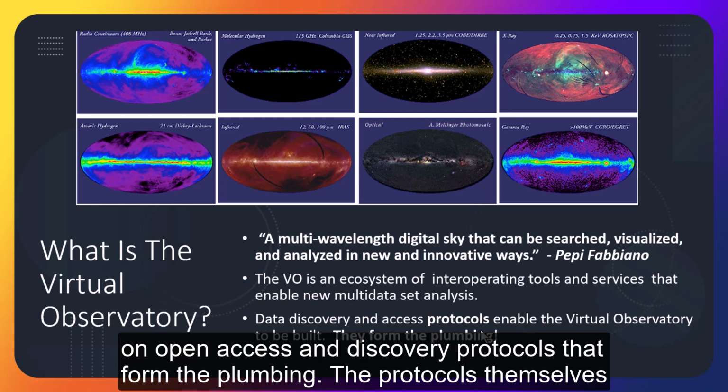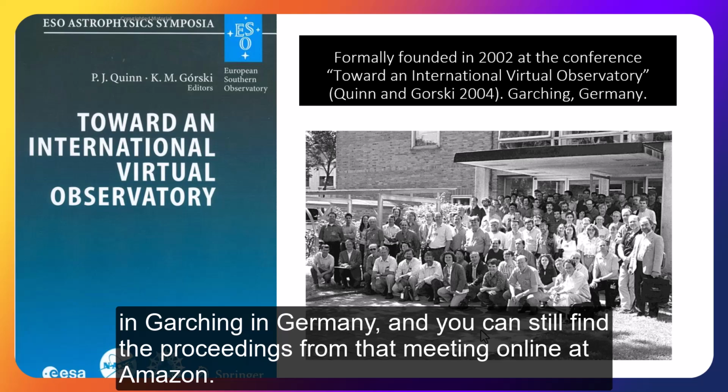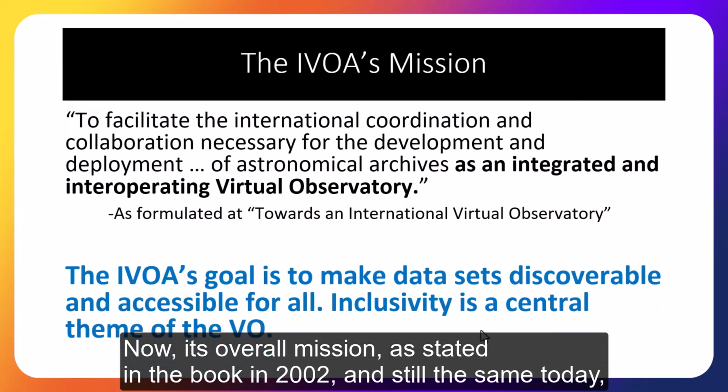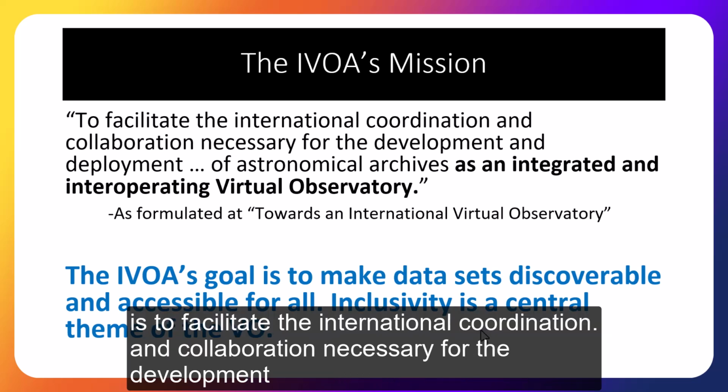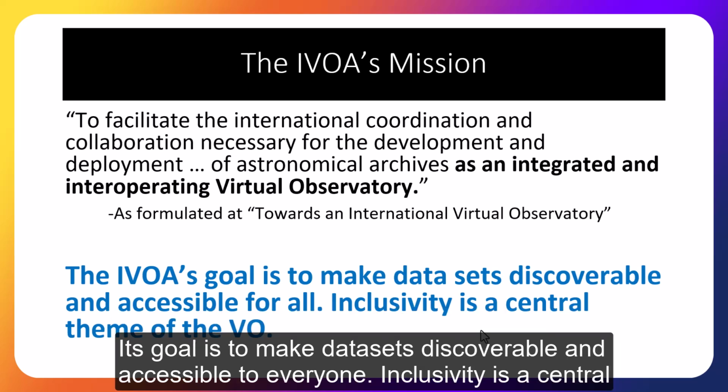Now, the protocols themselves are developed by the International Virtual Observatory Alliance. It was founded in 2002 at a meeting in Garching in Germany, and you can still find the proceedings from that meeting online at Amazon. Now, its overall mission, as stated in the book in 2002, and it's still the same today, is to facilitate the international coordination and collaboration necessary for the development and deployment of astronomical archives as an integrated and interoperating virtual observatory. Its goal is to make data sets discoverable and accessible to everyone.